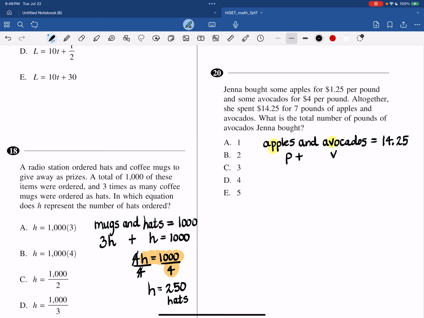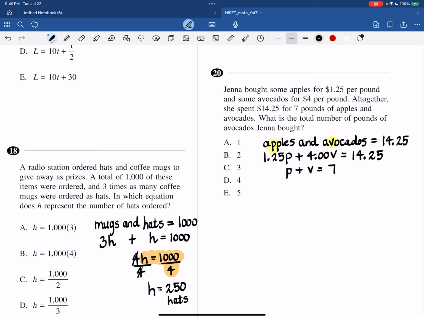I know that the apples cost $1.25 a pound. And I know the avocados cost $4 a pound. You can use 4, but I'm going to use 4.00 just to help you know that's price. And together, those cost $14.25. I also know that the apples and the avocados came up to 7 pounds.